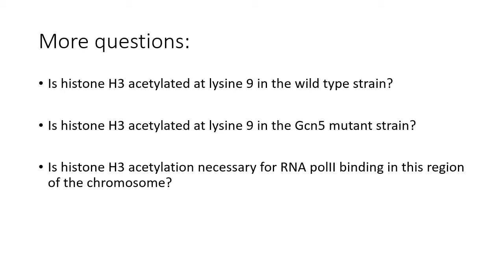So is histone H3 acetylated at lysine in the wild type? Yes, we see peaks all the way across the region, indicating that those histone H3s were acetylated. Is histone H3 acetylated at lysine in the GCN5 mutant strain? Well, very, very little acetylation is seen, so no. Is histone H3 acetylation necessary for RNA Pol2 binding in the region? The answer is no, because RNA Pol2 seems to occupy pretty much the same regions as it did in the wild type, even if the GCN5 protein is not present.